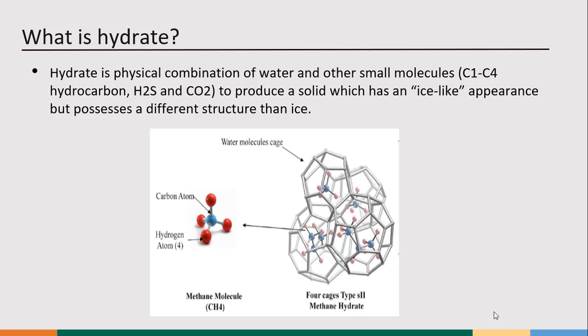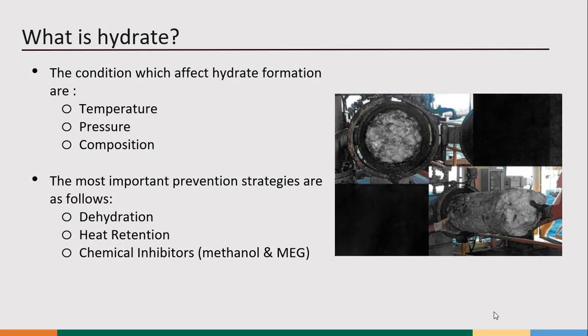If you can see on the left, there's CH4, methane, and on the right you can see the water molecules around it, and this becomes a kind of solid thing looking like ice. This is a structure one methane hydrate. This is what I'm talking about with the structures. So what is hydrate? We will continue this.